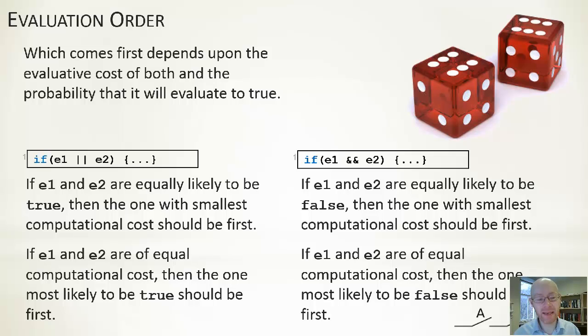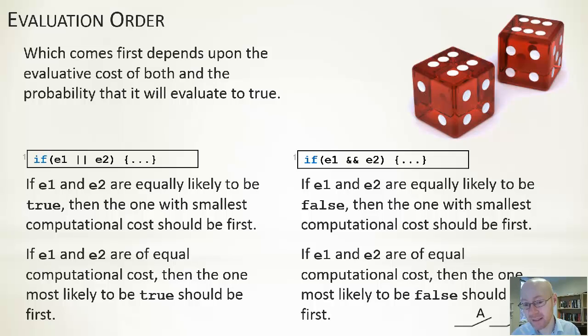Now, if they're equally likely to be true, so we think about both of our conditions and we go, probably it's much the same in terms of their probability to be true, then we pick the one with what we perceive to be the lowest computational cost, and it goes first in the evaluation order. Conversely, if E1 and E2 are of equal computational cost, so they're equally as quick to calculate, then pick the one that you think is most likely to be true and put that first. And that will ensure, at least for this coupling, that we've got the most efficient setup. And it scales up to A or B or C or D. You can do the same process with it.